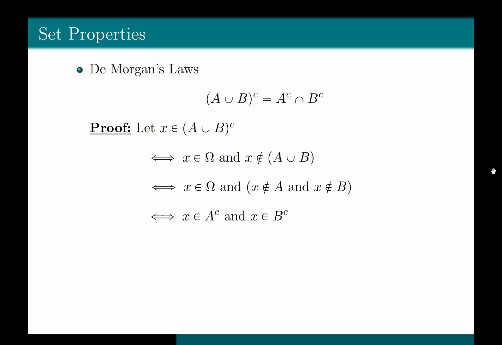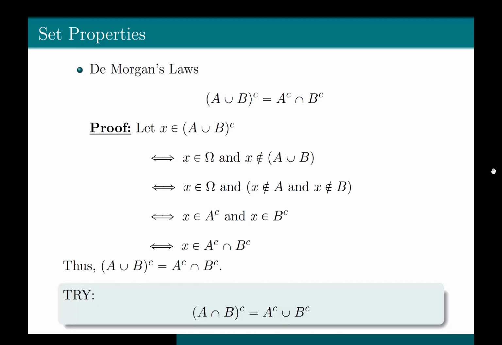So what do we have? We have that X belongs to A complement and X belongs to B complement. And therefore, we have our proof that X belongs to A complement intersection B complement. Since we have used an if and only if condition, we do not have to prove that A complement intersection B complement is a subset of (A union B) whole complement separately, and we have our proof.